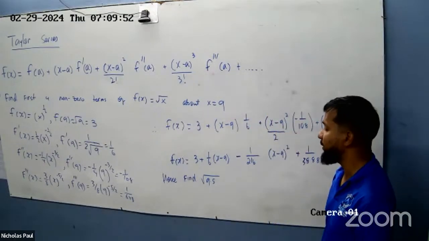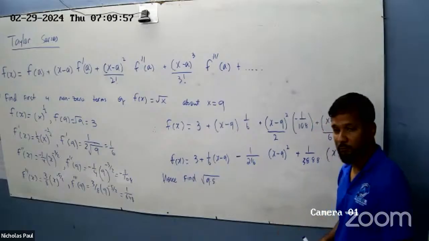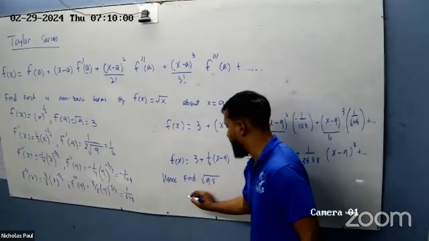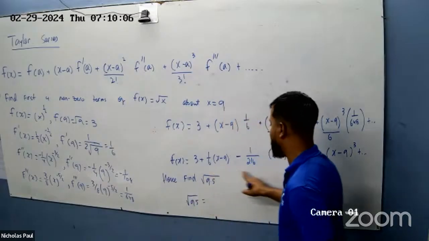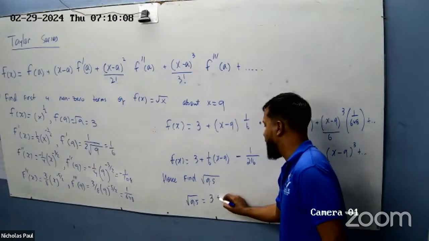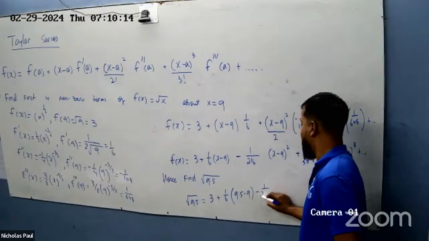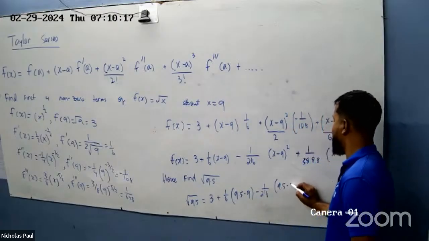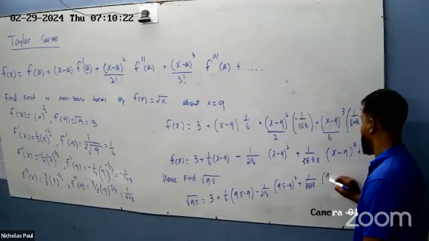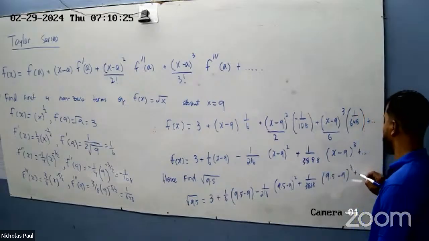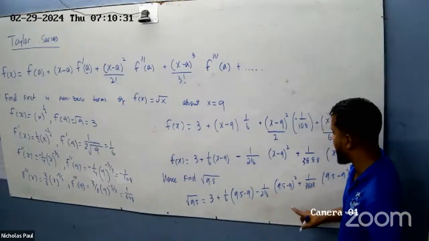Plug it in for x. So if you see the square root of 9.5, you plug it in, and compare the answers. Check the real answer and what you get after the formula. You'll get 3 plus 1/6 by 9.5 minus 9, minus 1/216 by 9.5 minus 9 squared, plus 1 over 3888 by 9.5 minus 9 cubed. Of course, you'll recognize that this is 0.5, so you can just write 0.5, 0.5 squared, 0.5 cubed.